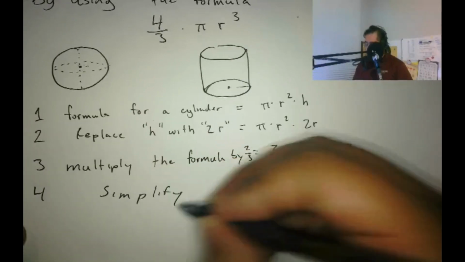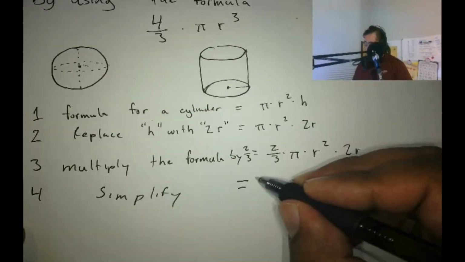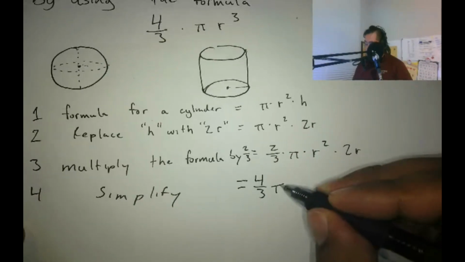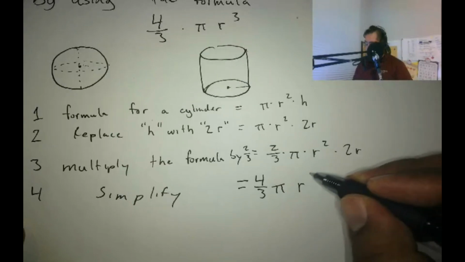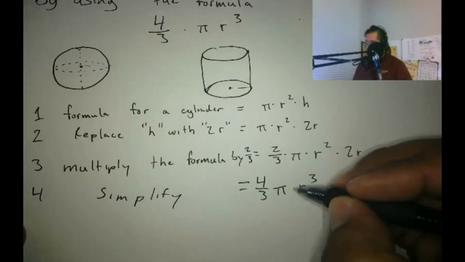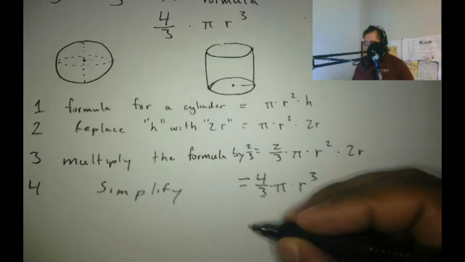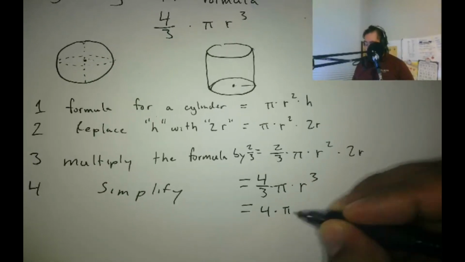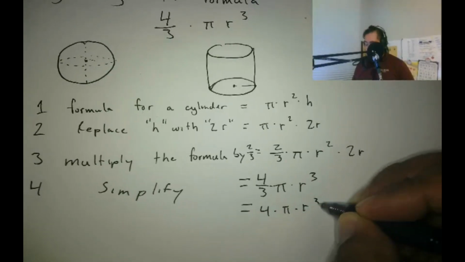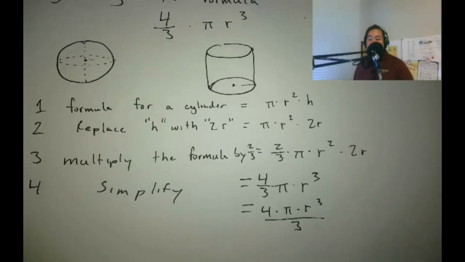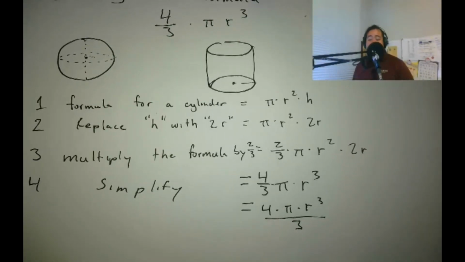And when I simplify all those numbers and I multiply everything together, I get the simplified formula 4/3 times pi times r cubed. So I can rewrite that so I don't have to deal with that fraction. I can also say that that equals 4 times pi times r cubed, all divided by 3. Okay, so let's go ahead and use this formula to work on a couple of our problems.